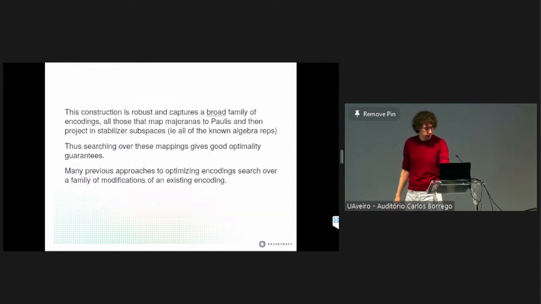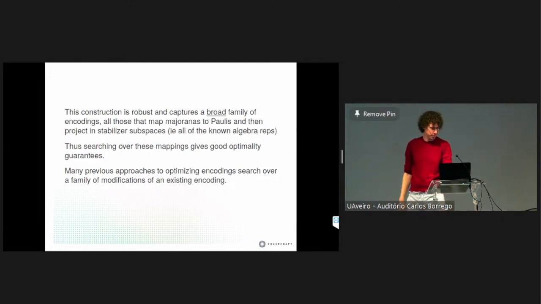So why did I go through all that? The reason is that the construction is robust. It captures a very broad family of encodings. But the encodings that people use typically have this form: you map Majoranas to polys.